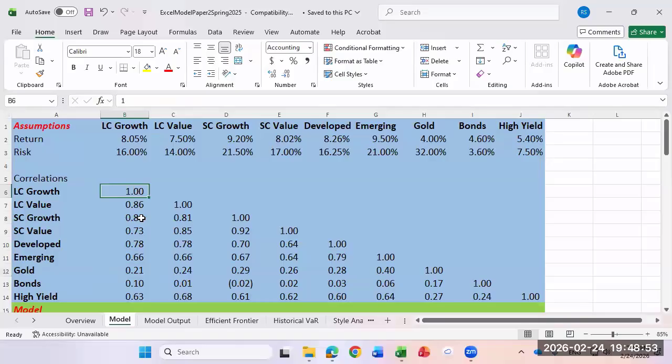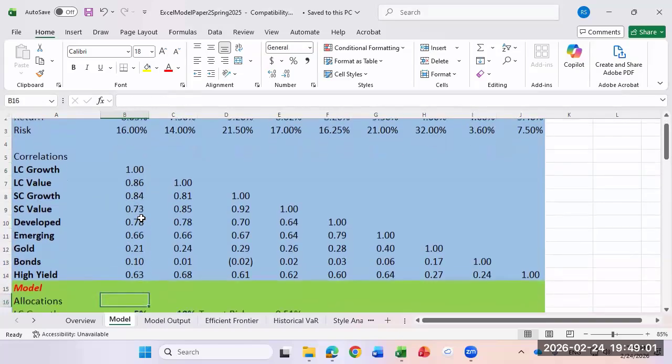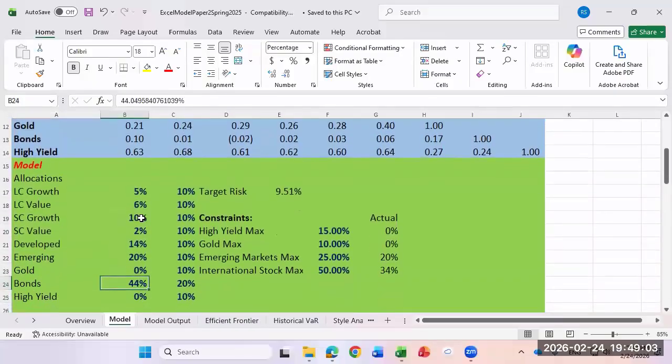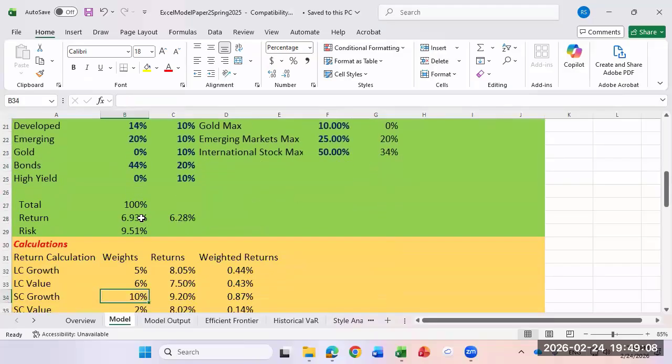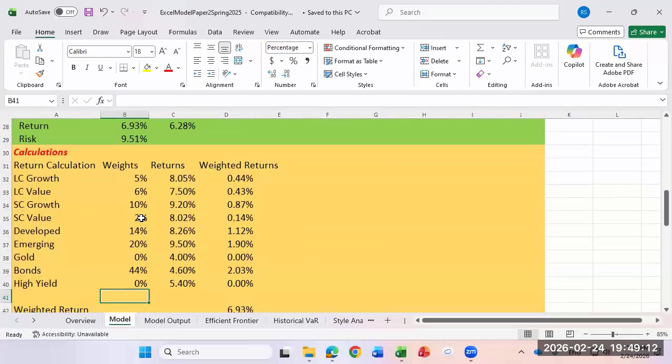And I'll update this model. So I'll add another year, to see if another year of data makes any difference or not. And so how do I run this model? Well, I have my allocation to the different asset classes. That gives me my return. And then my risk, look at how I do the risk calculation.